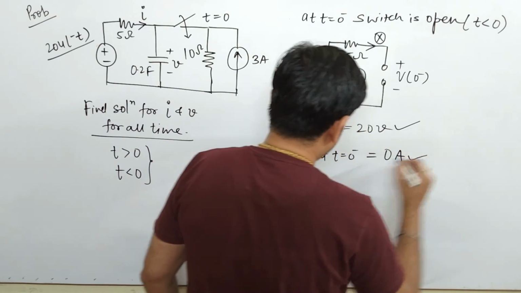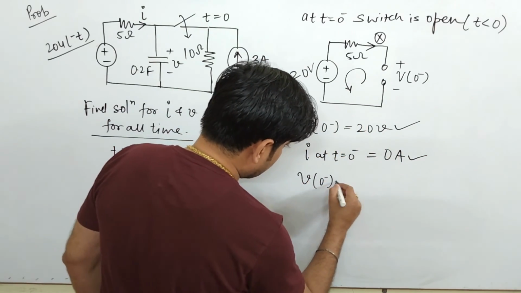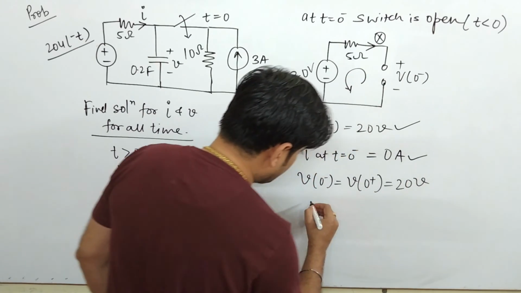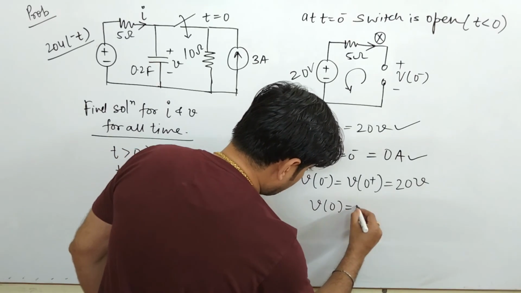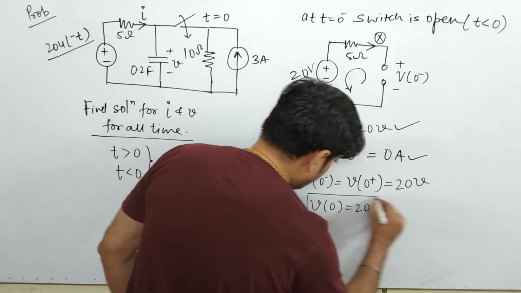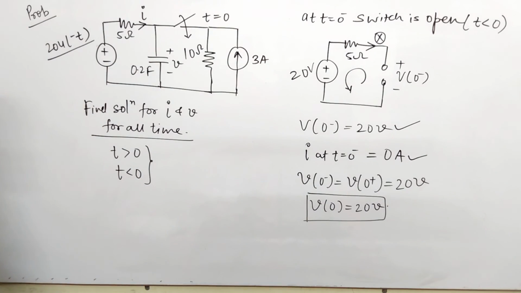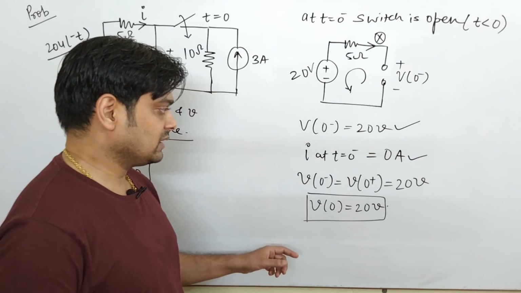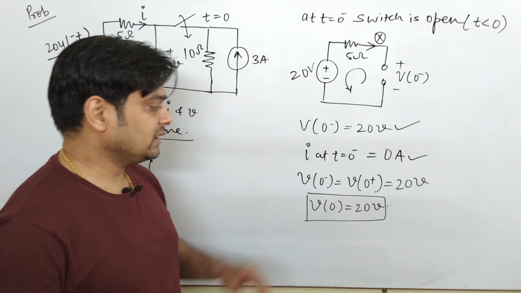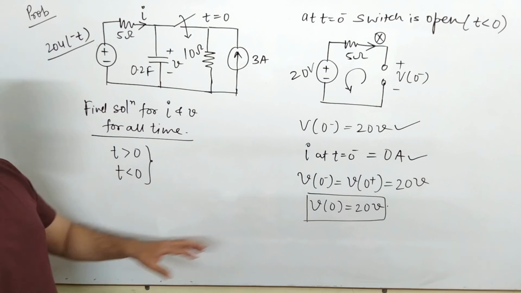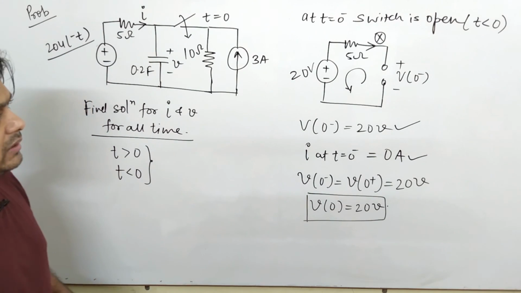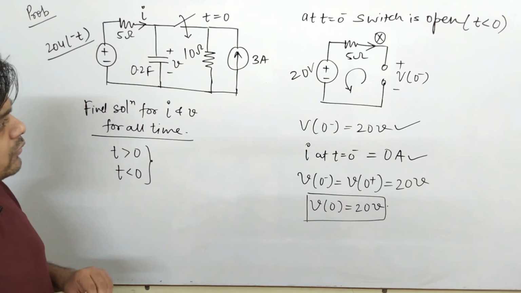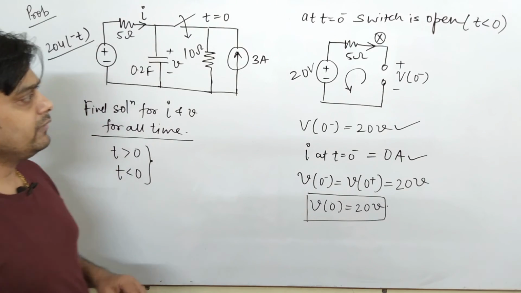This is important because V0 negative will become equal to V0 positive, that is 20 volt. Basically the initial value of voltage across the capacitor is 20 volt. Since an abrupt change across the capacitor is not possible, V0 negative and V0 positive are equal, and it is 20 volt. So once you find the value of V0, that is the initial voltage, your task is to find the value of V infinite.